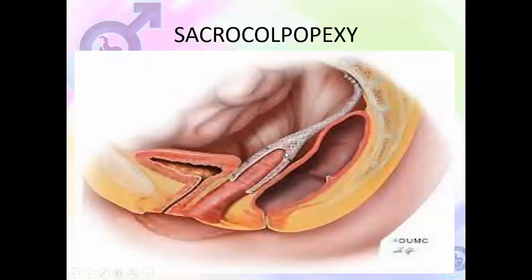You attach a mesh to the vault and dissect beyond the peritoneum, subperitoneally, to attach it to the bone so that you can suspend this. This is the treatment of choice for a well-fit woman who still wants to maintain sexual function.